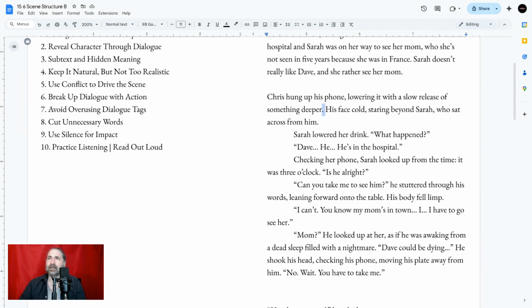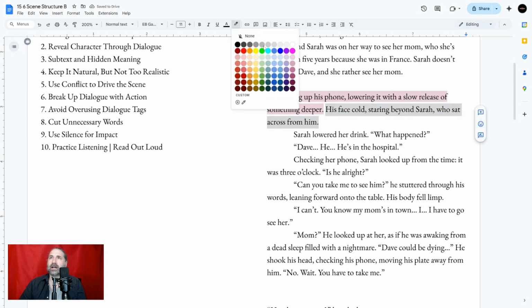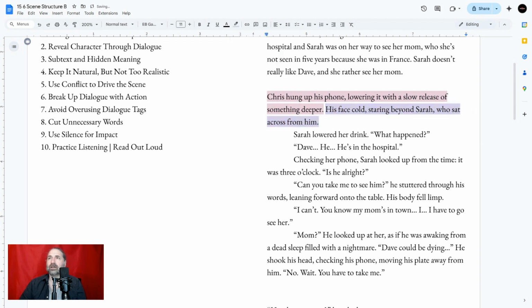Okay, this is character and plot. If you're wondering, remember every line has to be plot, character, or world building, or a variation of that. His face cold, staring beyond Sarah, who sat across from him. This is also character and plot, and the reason is because actually this is more character. What happened? This is plot because it's moving the plot forward.